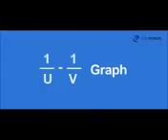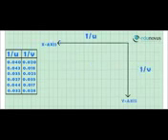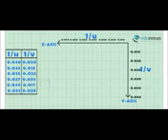1 by U, 1 by V graph, concave mirror. Using the values of 1 by U and 1 by V, we plot a graph by taking 1 by U values on the negative x-axis and 1 by V values on the negative y-axis. We select a suitable scale. On the x-axis, 1 centimeter is equal to 0.010 per centimeter. On the y-axis, 1 centimeter is equal to 0.010 per centimeter. Now, let us plot the points on the graph.